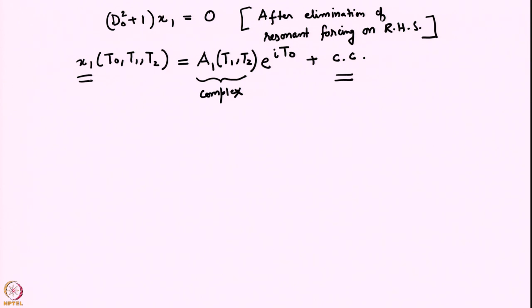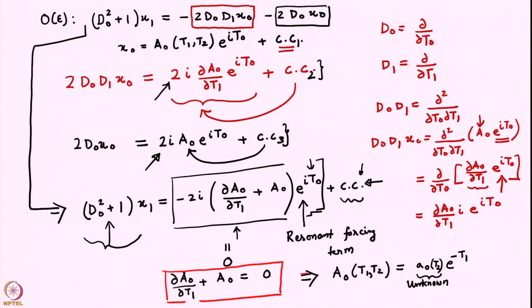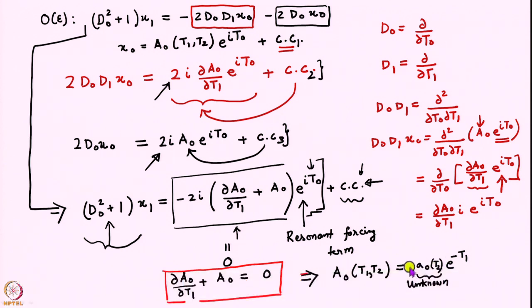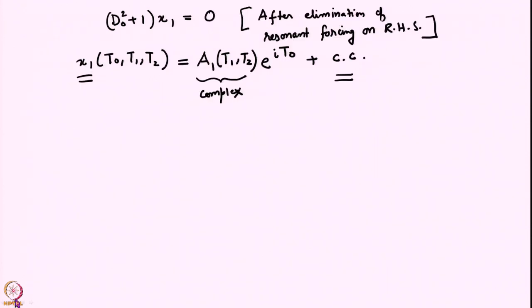Okay, so now we have determined x1, we have determined A1. A1 is not completely determined, because in the expression that we have for A1, there is a small a0 sitting here. This is a function of T2 and we do not know what function of T2 this is. So for this, we need to go to higher orders. So let's proceed now to the third order of calculation, so order epsilon square.